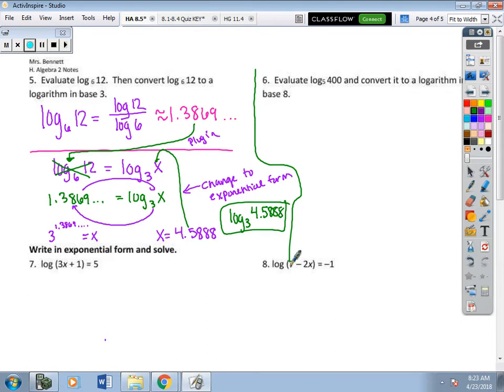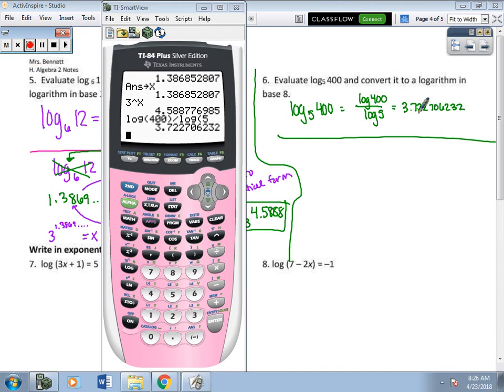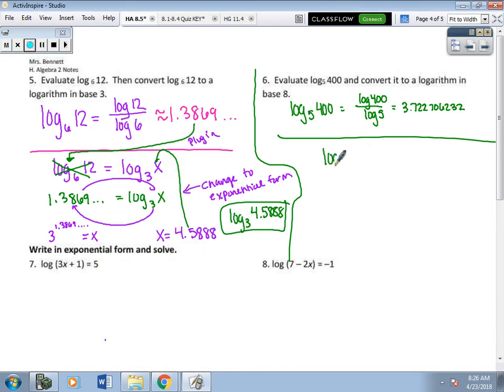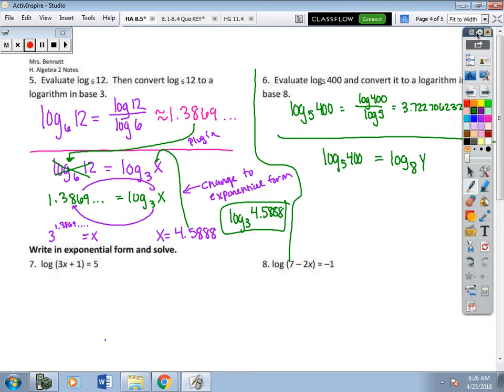All right, so you guys can try the next one. I'm actually going to start passing out your test folders. 3.7227 for our evaluating the log. Most students are fine with that, but then changing the base gets a little bit confusing. So we're taking, again, our log base 5 of 400, and we're going to change it to log base 8 of something. And if you don't want to use x, if you want to use a different variable, you can use y or z or whatever. Again, you're going to take the answer that you found and plug that in, because the log base 5 of 400 is this big long number.